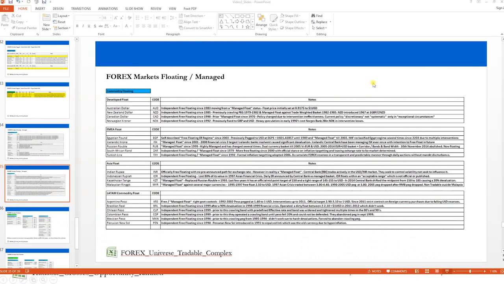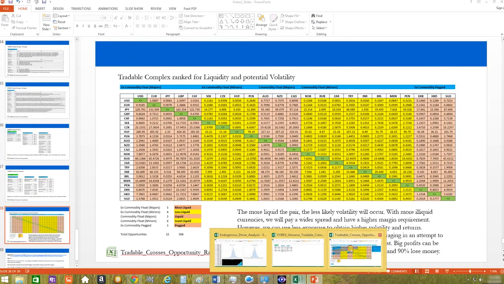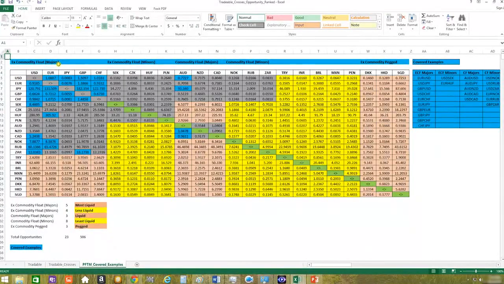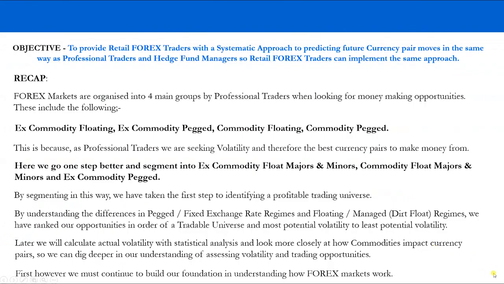You're going to find this sheet over here. And this is the Tradable Crosses Opportunity Ranked Excel spreadsheet. We'll be looking at this later as well, when we look at the examples that we're going to use in further video modules. Let's do a recap.